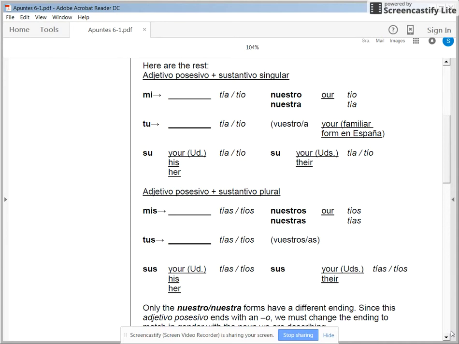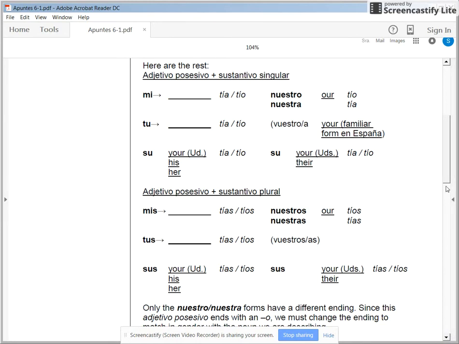Then we go on to the nuestros and nuestras. This one still has to make sure the gender agrees as well as the number. So nuestros tíos and nuestras tías. Then we also have vuestros, same thing as above, just now plural. And then again we have sus, again plural because now we're describing their uncles and their aunts. Sus tías, sus tíos.